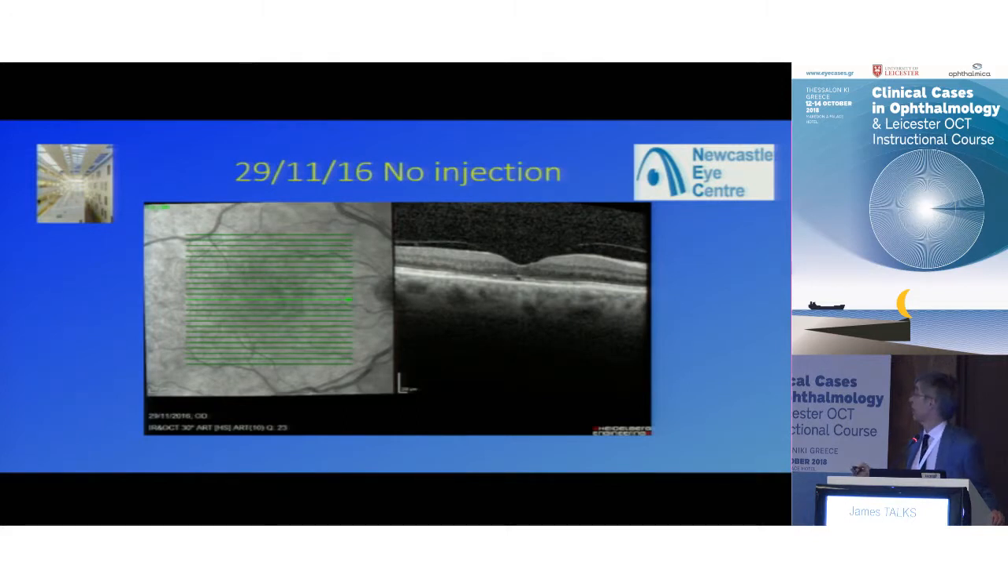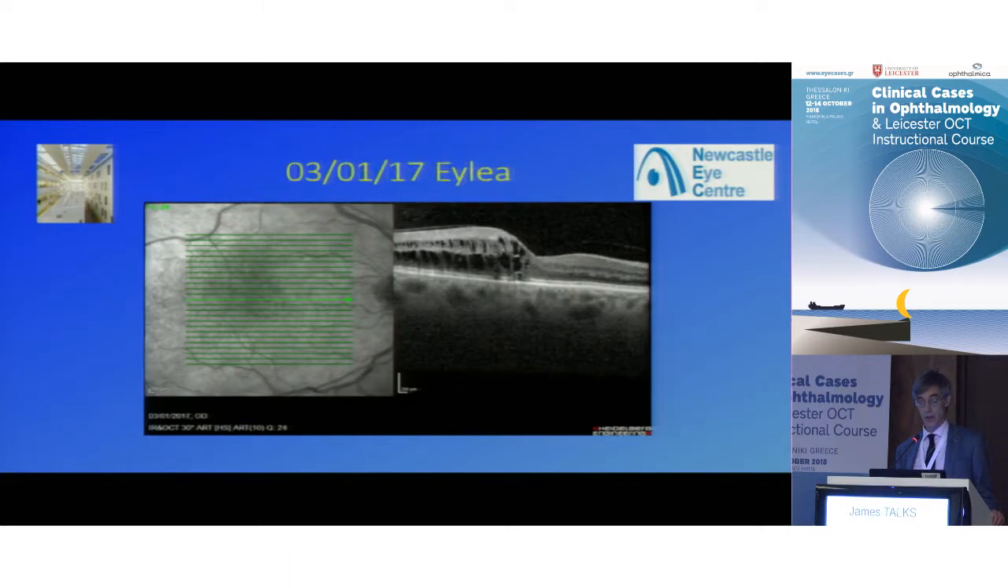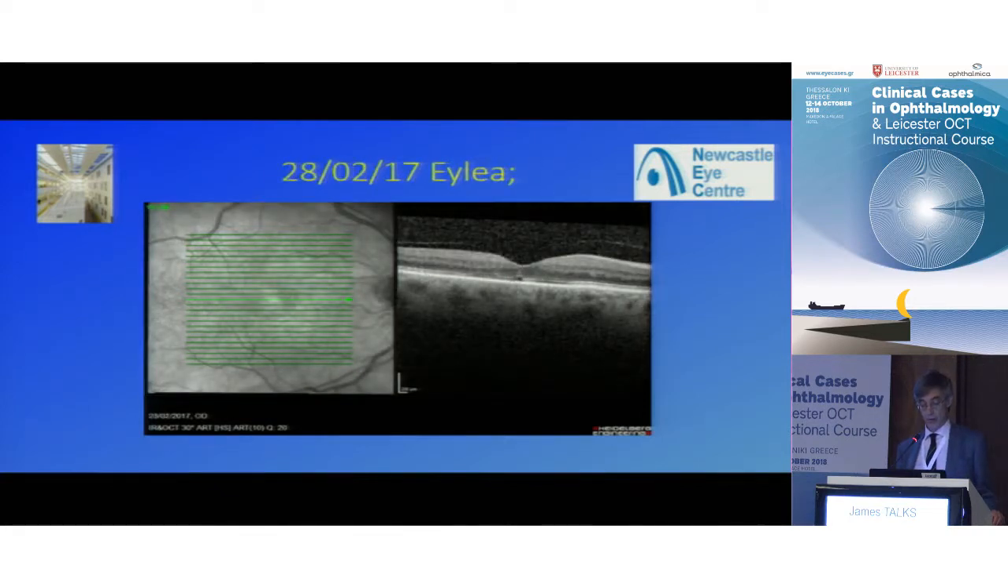November, there's a little defect here, so that may compromise the vision slightly. But January, then we switch to Eylea. What do we do? We keep injecting. More fluid again. Goes down.